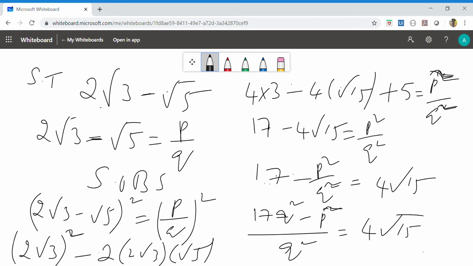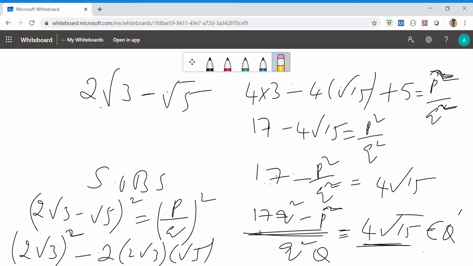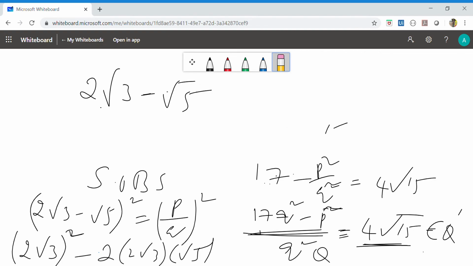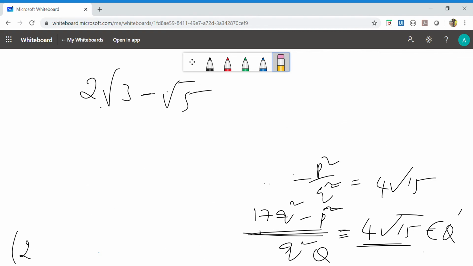If two irrational numbers are given also, we squared on both sides, simplified, and arrived again at the LHS as a rational number and the RHS as an irrational number. LHS is 17Q square by P square by Q square, a rational part, and RHS is an irrational part. Both are equal, which is a contradiction because of our wrong assumption that 2 root 3 minus root 5 is a rational number. So what do you have to conclude? It is an irrational number. Is it clear?